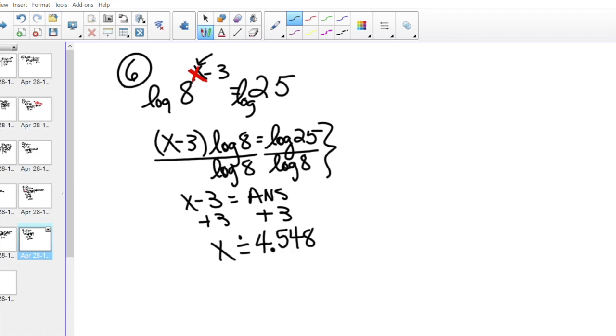Now I'm going to leave you with number 7 to do again by yourself, and that's going to be negative 0.076, and number 8 is 2.378. Now I'm going to do number 9 next. Okay, let's look at number 9.